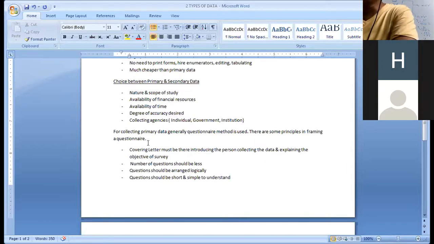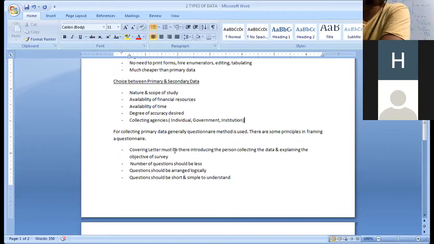or secondary. For collecting primary data, generally the questionnaire method is used, and there are certain principles in framing a questionnaire. Okay, so what are those principles? First, a covering letter must be there, introducing the person who is collecting the data and explaining the objective of the survey. This has to accompany.